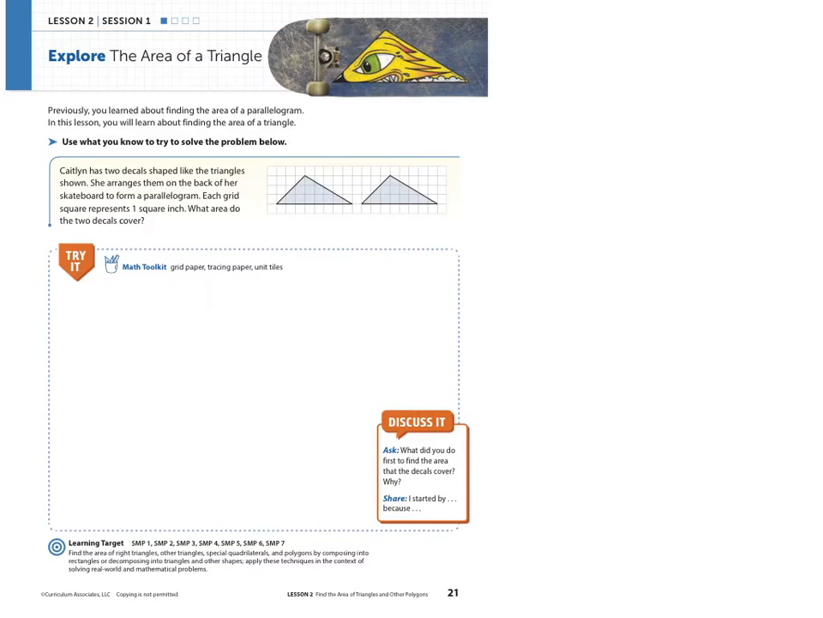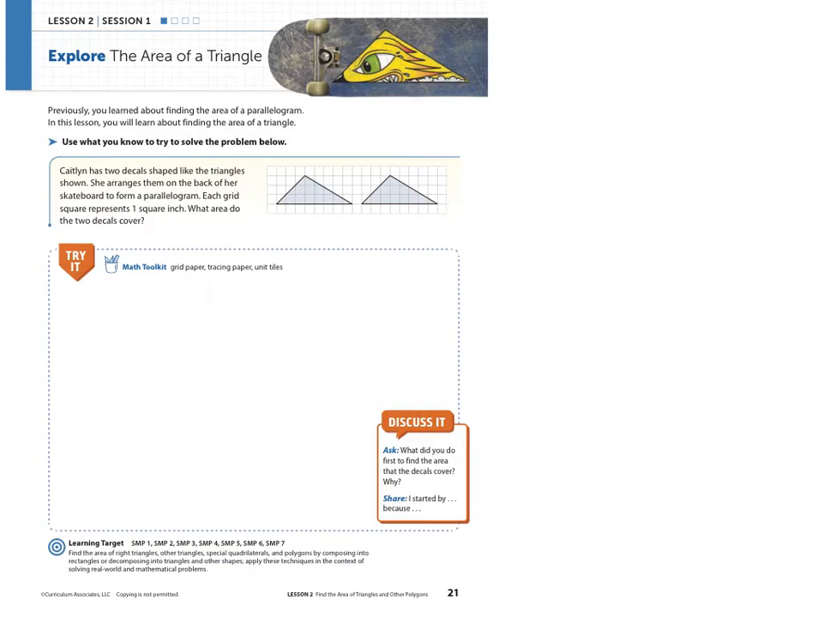So we're exploring the area of a triangle. Previously, you learned about finding the area of a parallelogram. In this lesson, you will learn about finding the area of a triangle. Use what you know to solve the problem below. Caitlin has 2 decals shaped like triangles. She arranges them on the back of her skateboard to form a parallelogram. Each grid square represents 1 square inch. What area do the 2 decals cover?